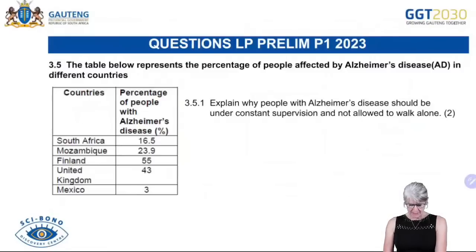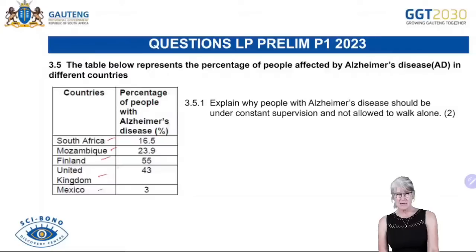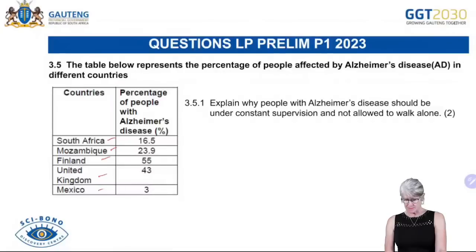Here we see the different countries, so they tell us there's various countries. We can see it's South Africa, Mozambique, Finland, United Kingdom, and Mexico. And then they give us the percentage of people with Alzheimer's disease. Okay, so it's a percentage. South Africa is 16.5%, Mozambique is 23.9%, Finland 55%, United Kingdom 43%, and Mexico only 3%.